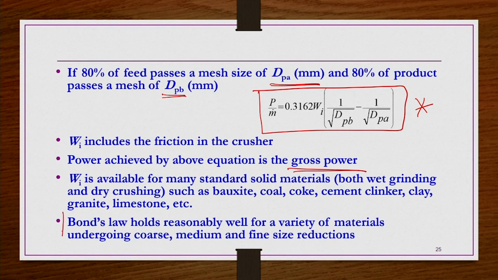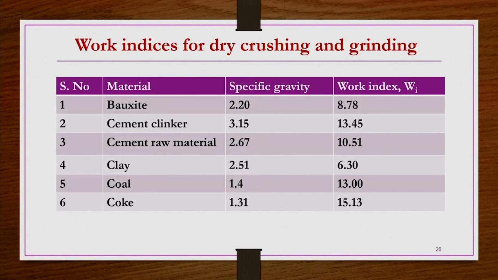And fortunately this Bond's law holds reasonably well for a variety of materials undergoing coarse, medium and fine reduction. Unlike the other two laws, where Rittinger's law holds good only for fine reduction and Kick's law holds good only for coarse reduction, Bond's law holds good for all three types of reductions: coarse, medium and fine. We will see some numbers of Wi for dry crushing and grinding.